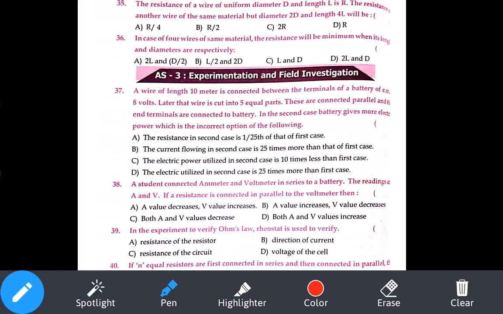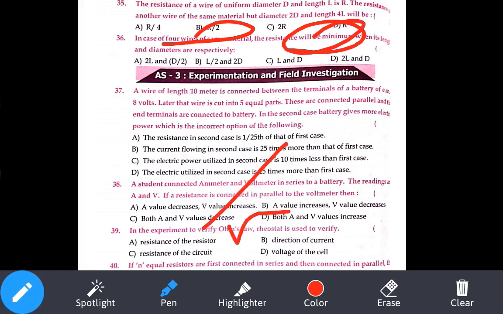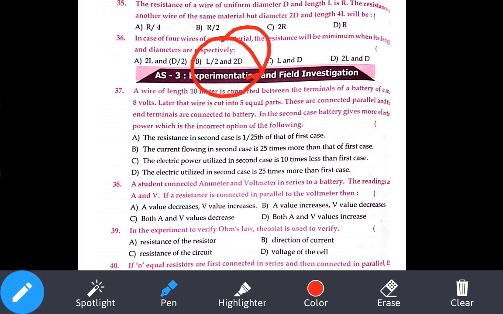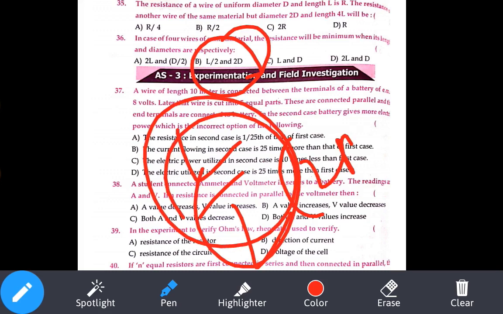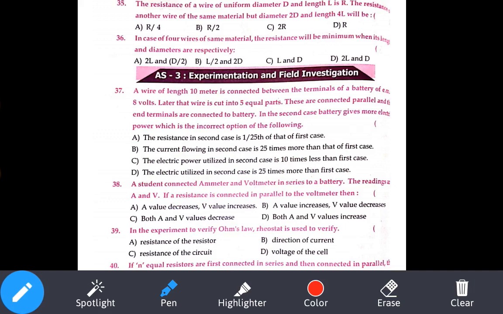In the case of 4 wires of the same material, the resistance will be minimum when the denominator value is more. So if you observe the options, it will be L by 2. The denominator gets 2, so we can say that option B is our answer. It is an easy question to solve.